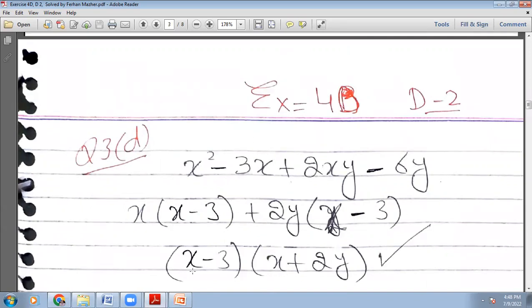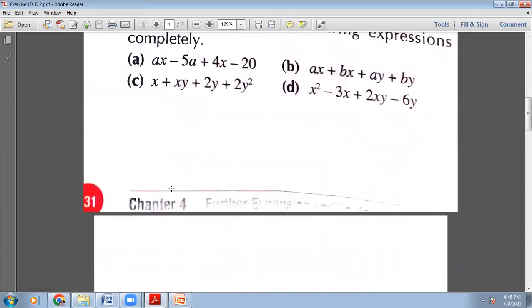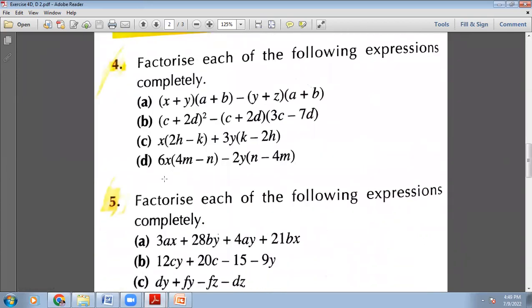So now we can take x minus 3 common. From here, I will take x. From here, I will take plus 2y. So x minus 3 in one bracket and x plus 2y in the other bracket. So this is how you do it. So that was question number 3. Now we are going to the next question. The next question is question number 8.